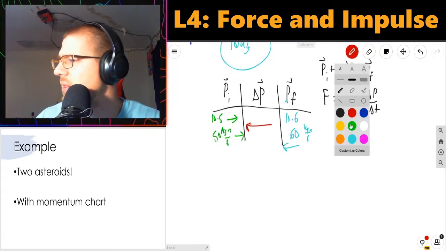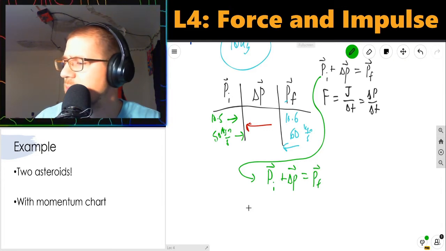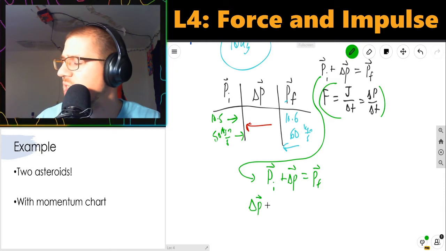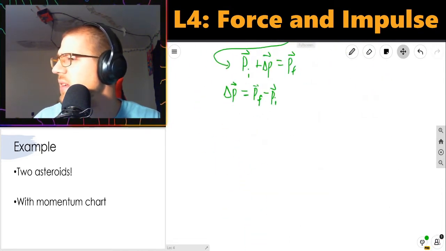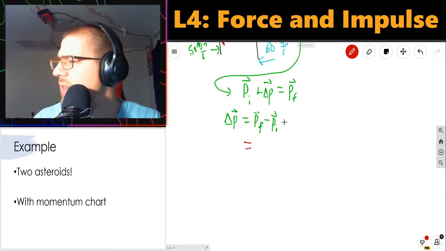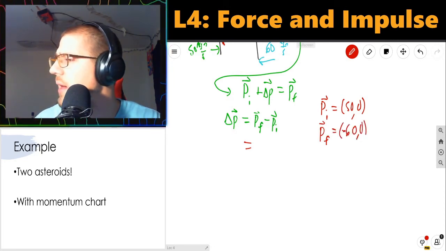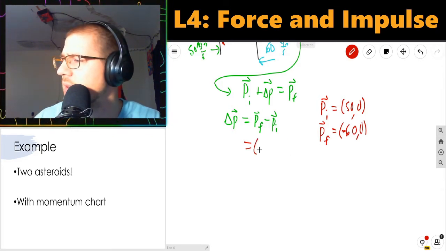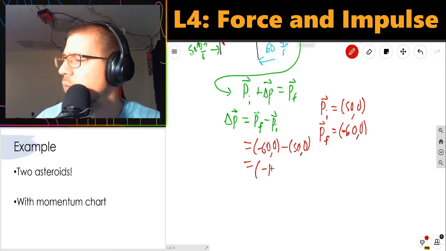So let's do this as explicitly as possible. The initial momentum plus the change in momentum is the final momentum, which means the change in momentum, the thing we need in order to find the force, is going to be final minus initial. The initial momentum is going to the right, with no vertical component, so I can write it as 50, 0 with the appropriate units. The final momentum is negative 60, 0, because it's moving leftward. So final minus initial is negative 60, 0 minus 50, 0, which means the change in momentum was negative 110, 0.